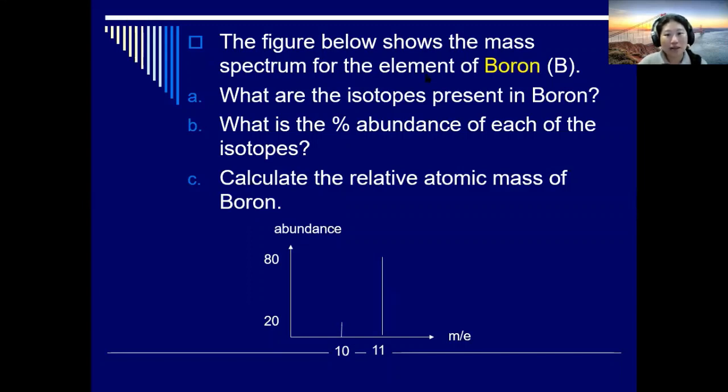The figure below shows the mass spectrum for boron. Again, first you look at it, you have 2 peaks. What are the 2 peaks? Boron 10 and boron 11, 2 isotopes. Then you state the abundance of each; boron 11 is higher. And when you get the average mass, you get the relative atomic mass.